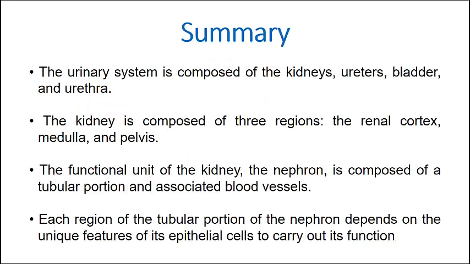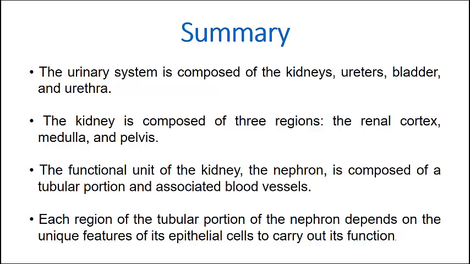So let's look at the summary of the anatomy that we've learned now. The urinary system is composed of the kidneys, ureters, bladder, and urethra. The kidney is composed of three regions: the renal cortex, medulla, and pelvis. The functional unit of the kidney is the nephron. It's composed of a tubular portion and associated blood vessels. Some part of the nephron is present in the cortex, some part in the medulla.